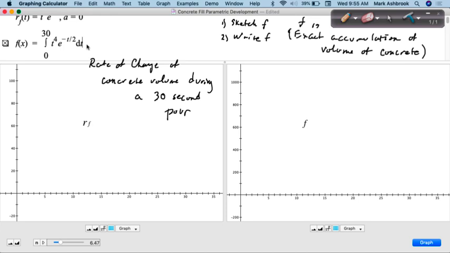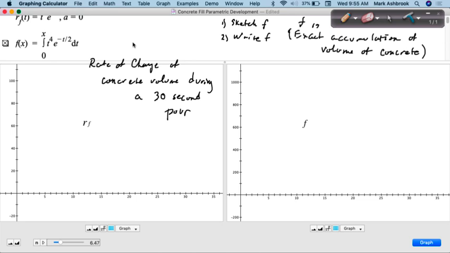Function value. And what is that in the context? Yeah, the net accumulation from 0 to 30. What's that in this context? It's the volume of concrete at 30 seconds, right? So all the volume of concrete that's been poured at 30 seconds. I'm glad you said that, because this is a common thing that students do. So this isn't a function, it's really just that one accumulation value, the volume of concrete at 30 seconds. So instead we want, ready?